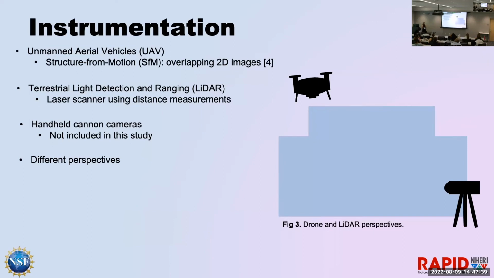And then Allison did a great job of explaining LiDAR earlier, but just to recap, it's sending out pings, they reflect, it knows the time and the distance, then you get the scan of the area. The FAST team also collected data using handheld Canon cameras, which also use structure from motion, but for my particular study, I did not use those images. Something I want to point out is the different perspectives of drone and LiDAR. The drone is in the air, while the LiDAR is more on the ground, so they capture different perspectives.